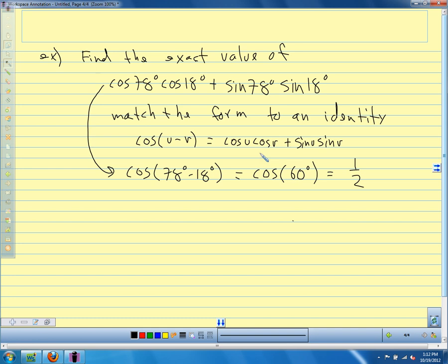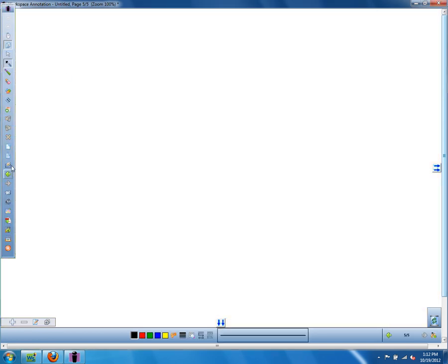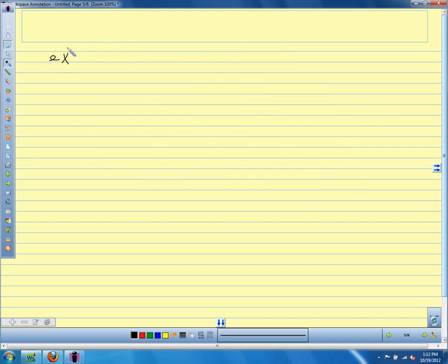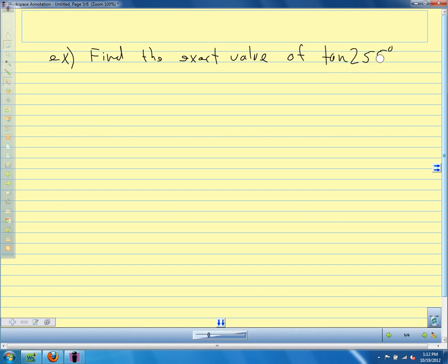All right, let's look at one example with the tangent formula. And then we'll be done. So we're going to use one of our tangent identities. So we want to find the exact value of tangent of 255 degrees.